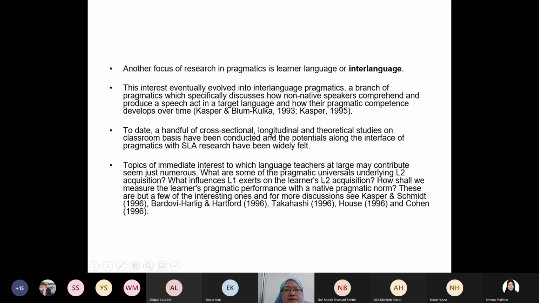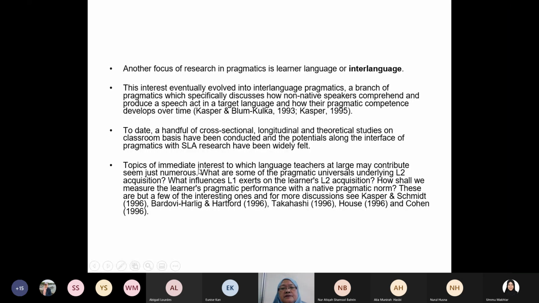To date, a handful of cross-sectional, longitudinal, and theoretical studies on classroom basis have been conducted. So they look at students in classrooms, and see what they do, how they do things, what kind of things they say. So they do that. Maybe looking at how people study, maybe how people learn something in class. What strategies they use. So cross-cultural, so it means studies have been done looking at how people study a foreign language, let's say. What are the stages that they go through, okay?